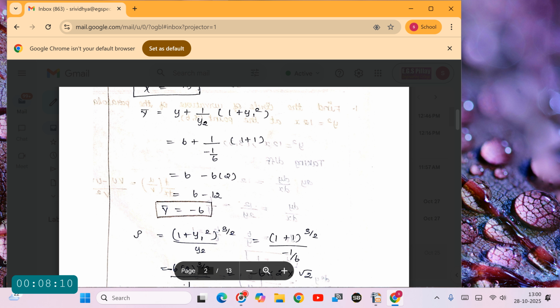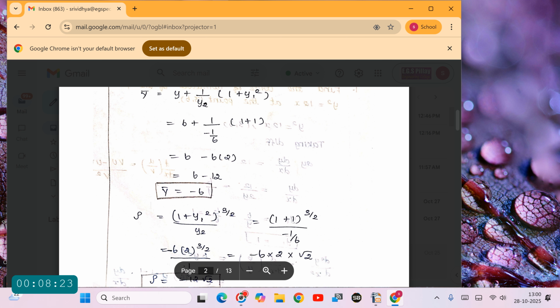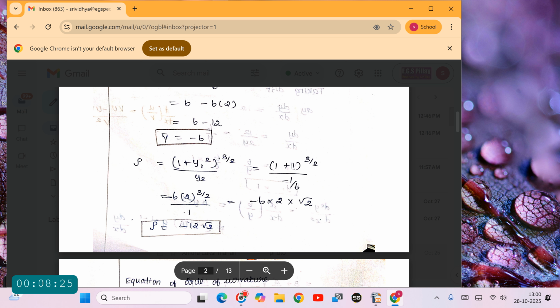The last requirement for framing the circle of curvature equation is the radius of curvature. The radius of curvature formula we already know very well: 1 plus y1 square whole power 3 by 2, by y2. The y1 value we just found is 1. So 1 plus 1 whole power 3 by 2 by minus 1 by 6. Simplifying, 6 into 2 power 3 by 2 here. 2 power 3 by 2 can be written as 2 power 1 into 2 power 1 by 2, which is 2 into root 2. So minus 12 into root 2. The radius of curvature is minus 12 into root 2.